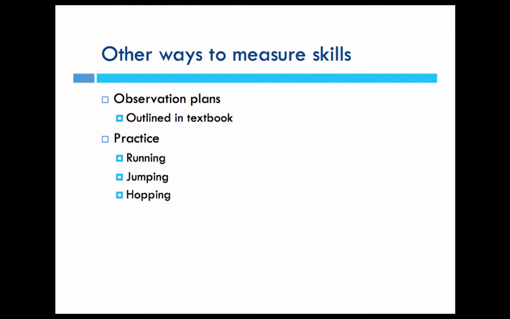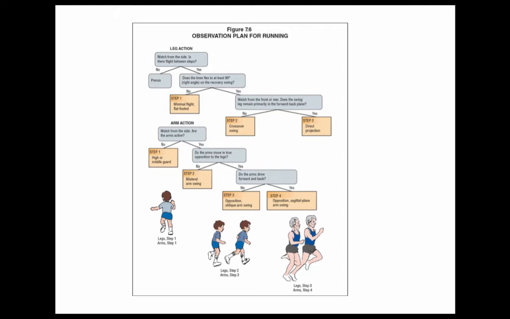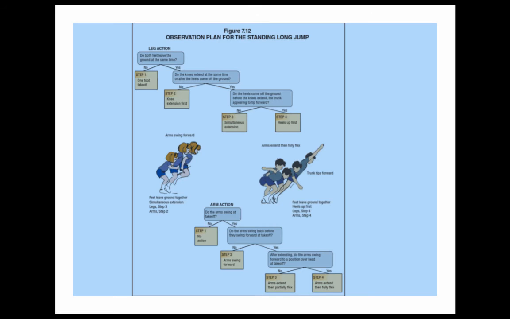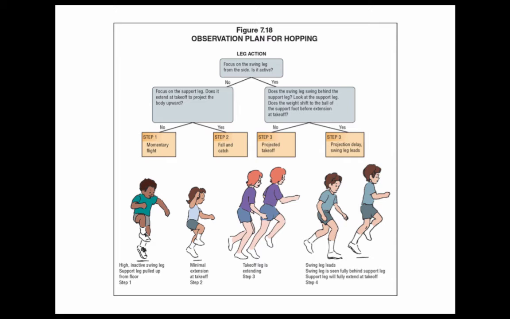There are other ways to measure motor skills, and these are outlined in the textbook, and we've gone over some of them in our previous lectures as well. This is the observational plan for running located in your book, and it gives us a detailed set of criterion that will help us determine which stage the arms and legs are. Here's a similar plan for jumping horizontally as outlined in your text. And these next two slides go over the progression of hopping. Again, go over these on your own because they're just in your book.